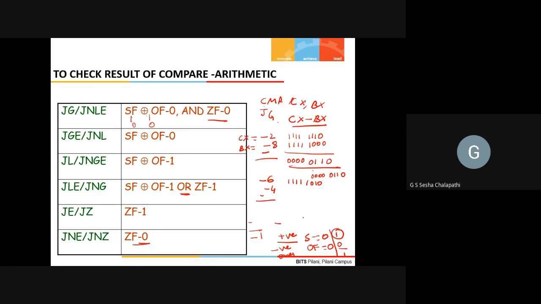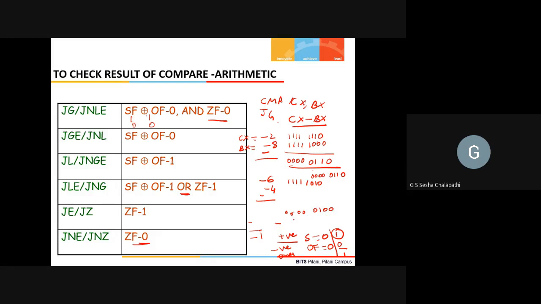What will be the representation of 4? 4 will be 0 1 0 0. Okay, 6 is 6 ones followed by a 00? Right. Is it? One second. This is 4.